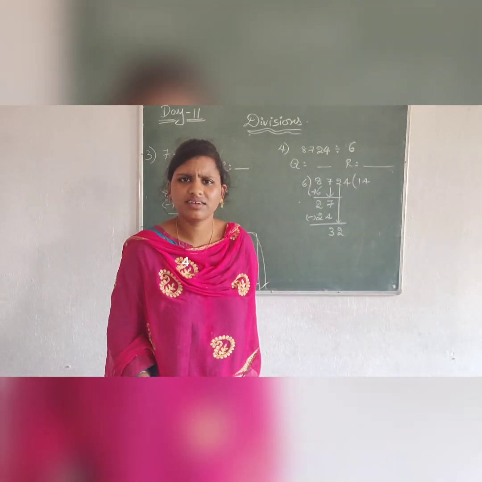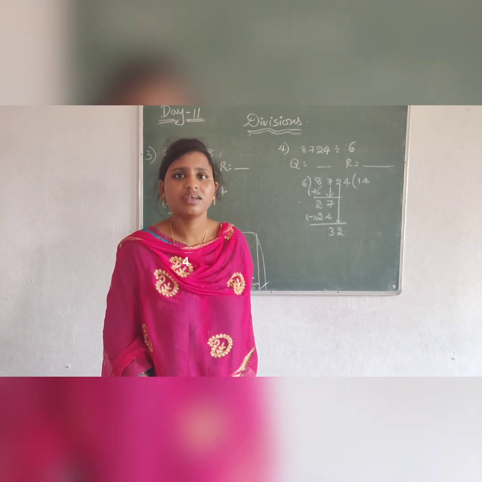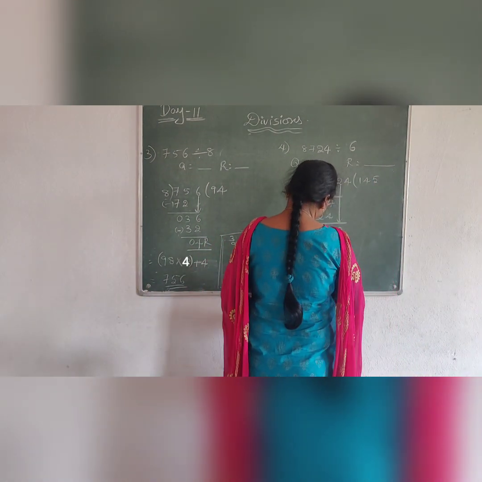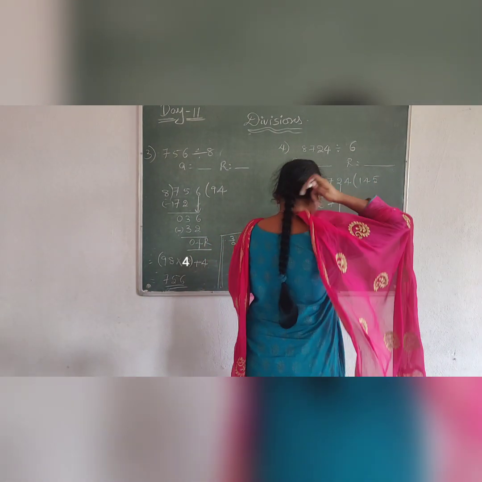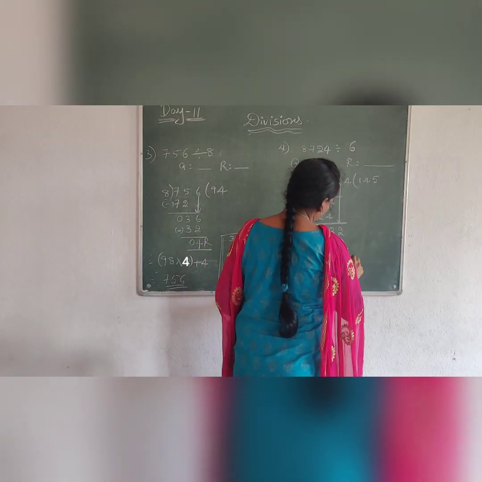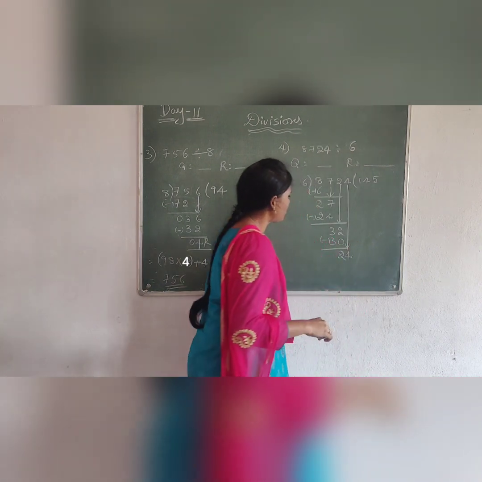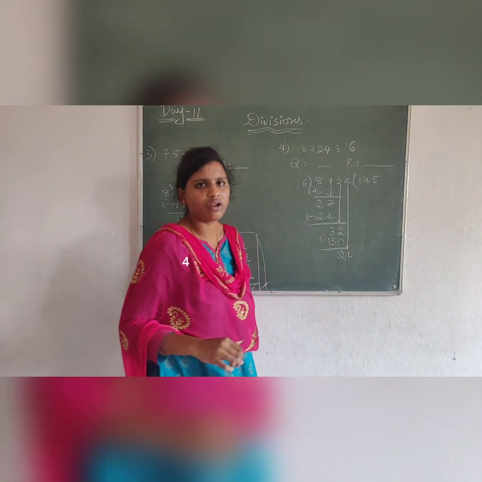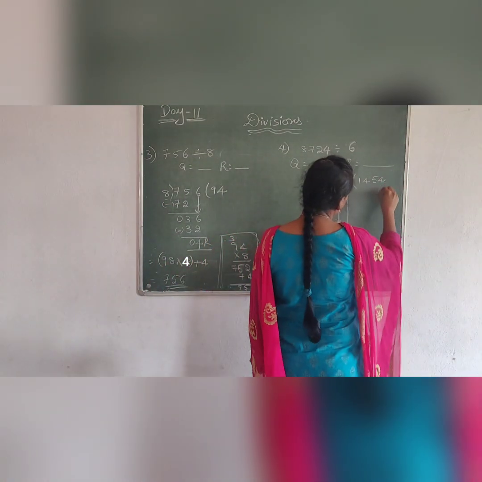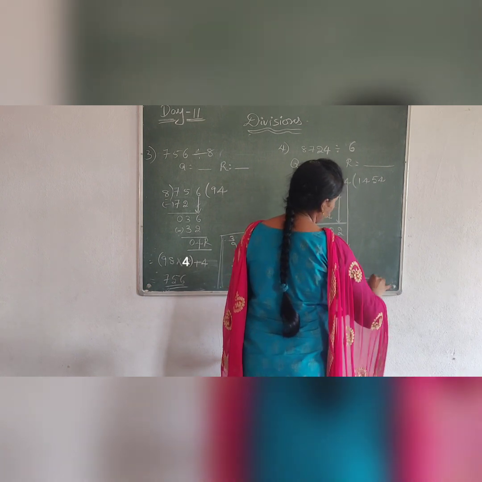Is 6 cancelled in 32? No, 30 will be cancelled in the 6 table. 6 5s is 30. Okay, let's do the subtraction. Next we have 4. Bring it down. Is 6 cancelled in 24? Yes. How many times? 4 times. 24. The remainder is 0.